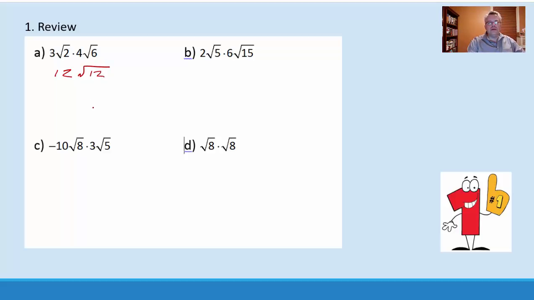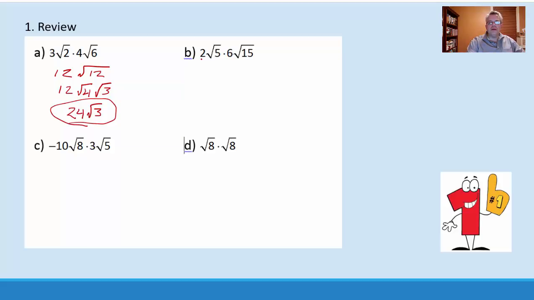Okay, now, as always, if we can simplify, we can. So square root of 12 we can break up. This is 12 times square root of 4 times square root of 3. Now, square root of 4 is just 2. And 2 times 12 is 24. So we get 24 times square root of 3. That's simplified.